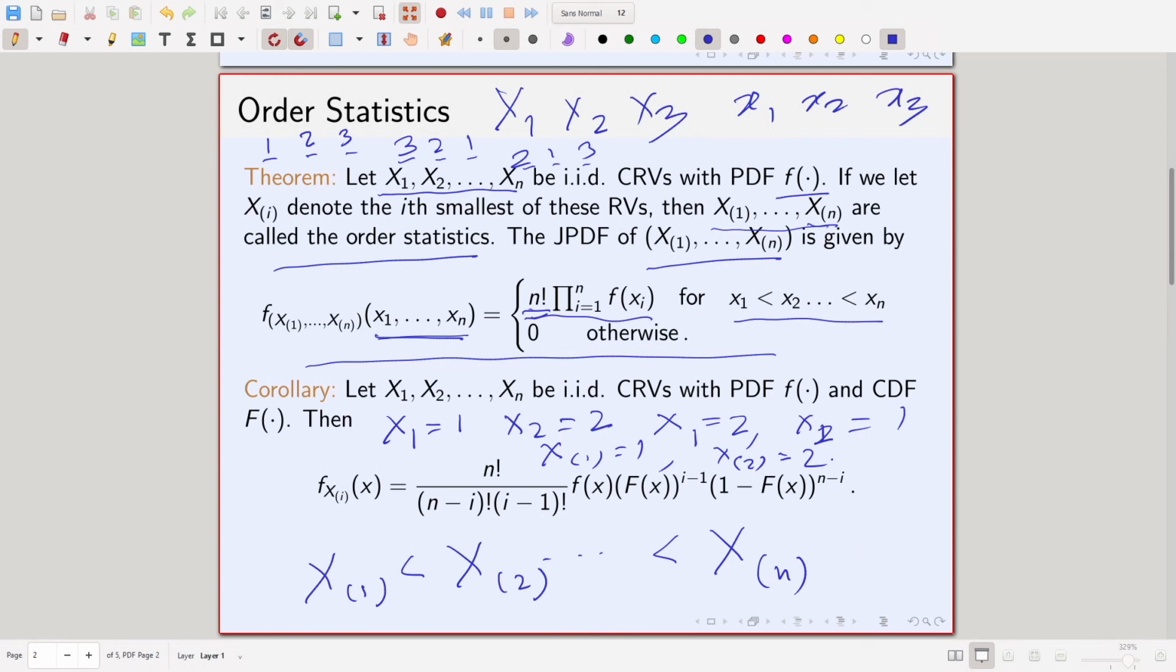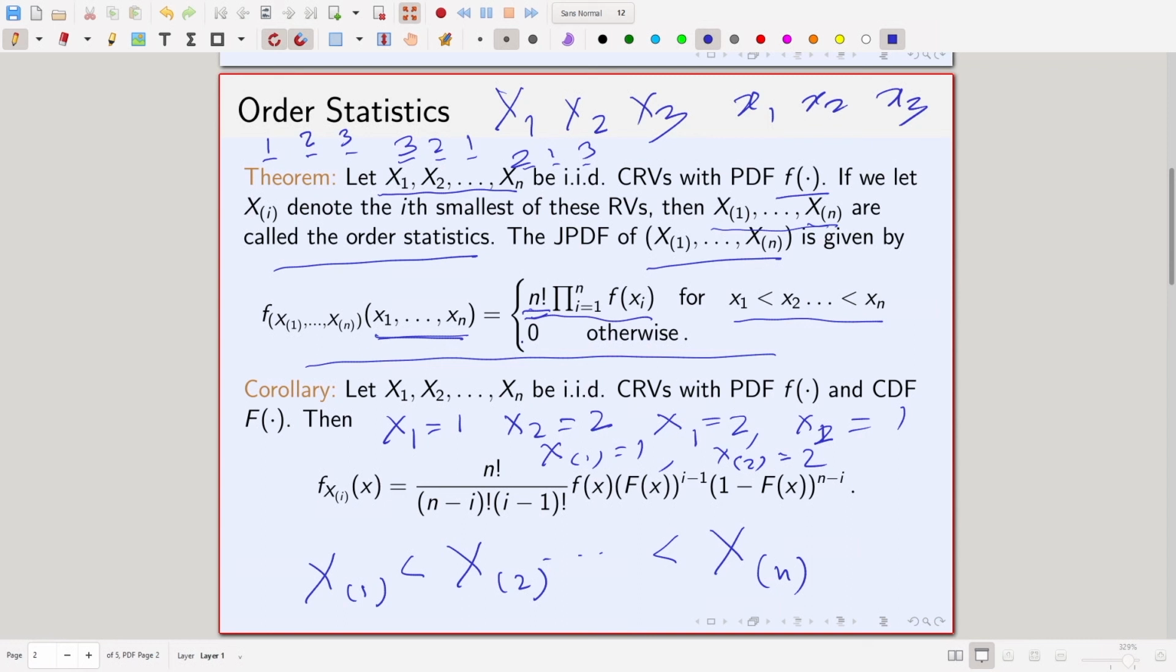Yes, now the lowest one is the second random variable and the highest one is the third. So which one is the lowest and which one is the highest might change, but if you look at the ordering, that doesn't change even if you permute the numbers. That's why, since there are n numbers, the number of possible permutations is n factorial. So you get this.